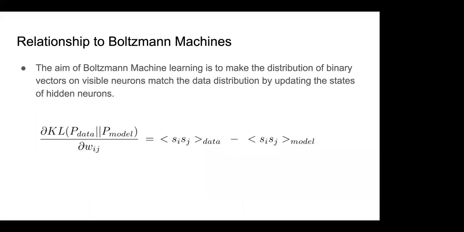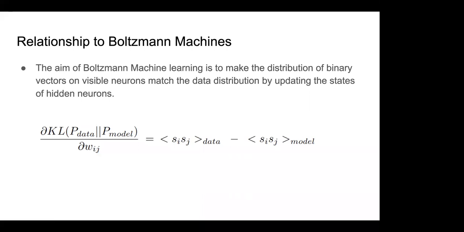So over here, the aim of Boltzmann machine learning is to make a binary distribution vectors on visible neurons. When it comes to the Boltzmann machine, the equation here represents the KL divergence between the data distribution and the model distribution with respect to the weights in the Boltzmann machine network. The left-hand side of the equation indicates that we are interested in measuring the change in KL divergence as we change the weight in the network. The KL divergence acts as a measure of difference between the two probability distributions. P data represents the true data distribution, whereas P model represents the model distribution learned by the Boltzmann machine.